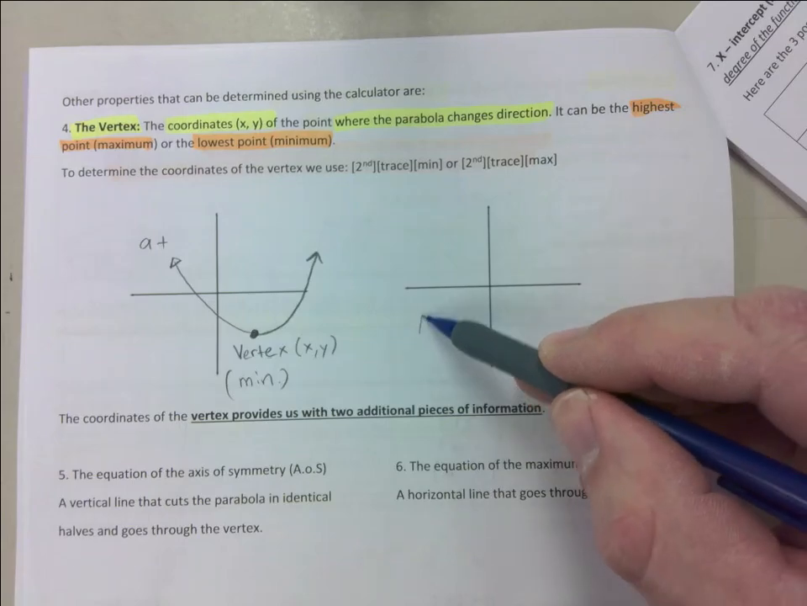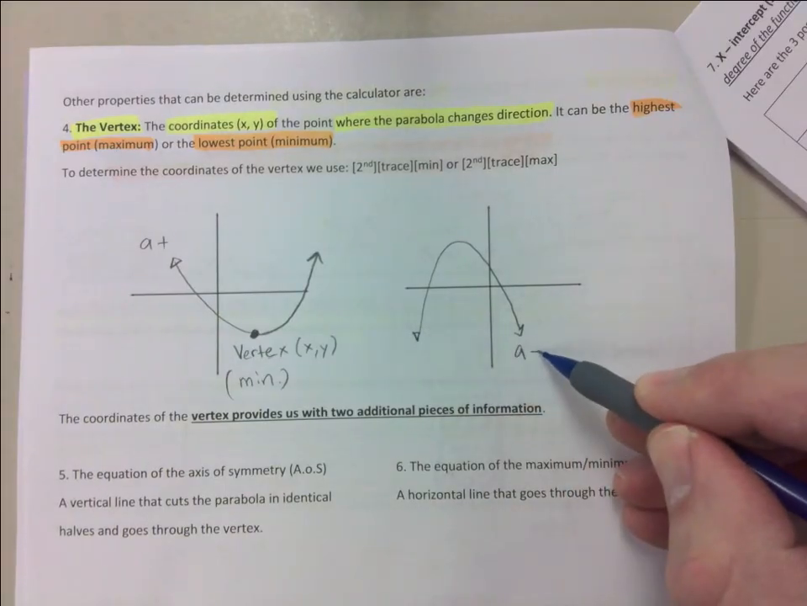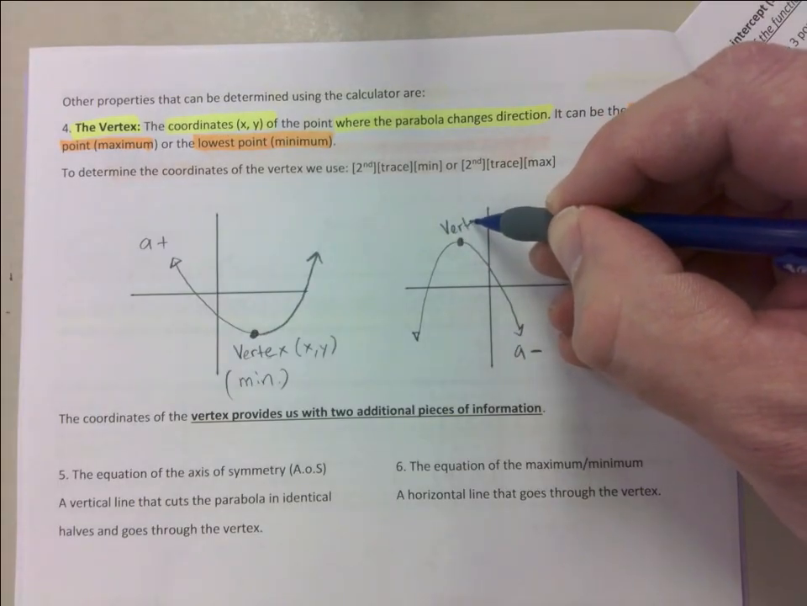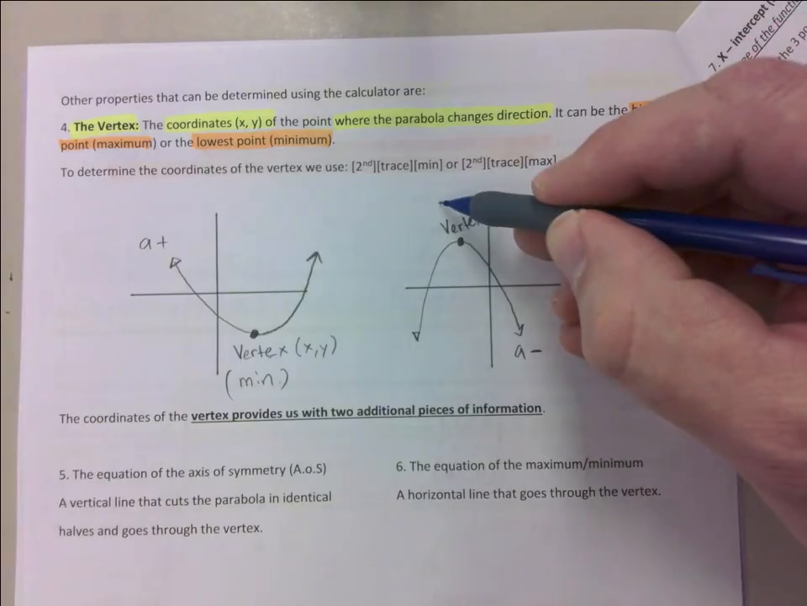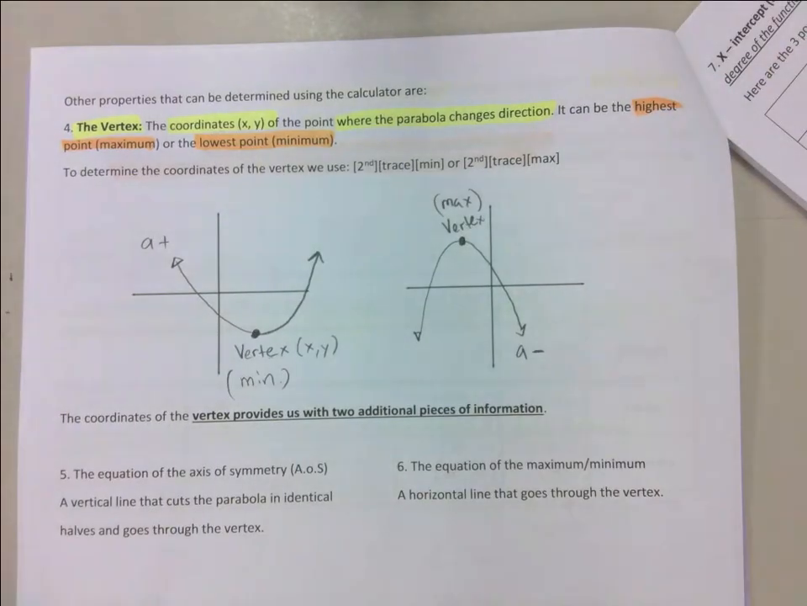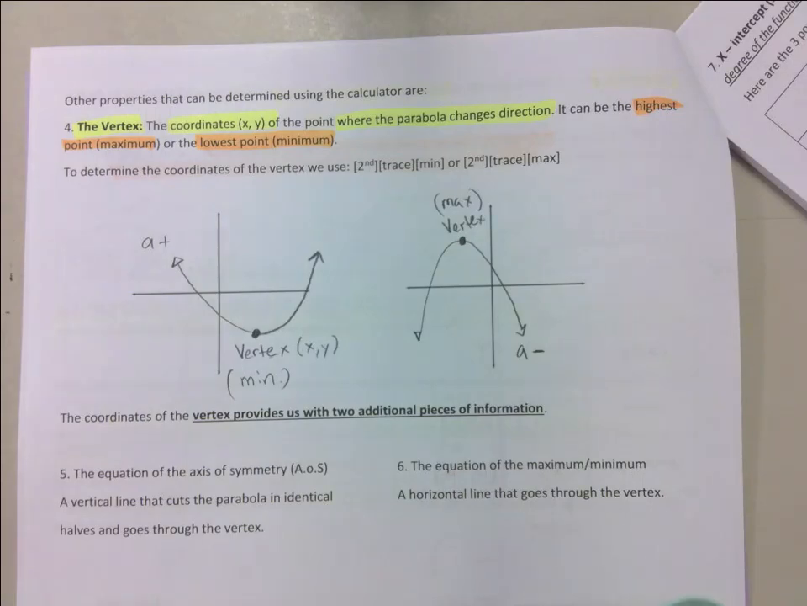However, if this parabola does this, we know that A is negative here, so this would be the vertex. And in this scenario, we would refer to it as the max. And I want you to turn on your calculators. Just so you know why this is important to know, you're going to have to determine if it's the min or the max for the calculator to find it.